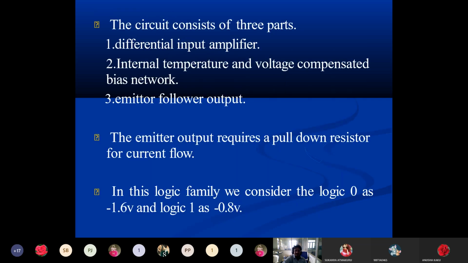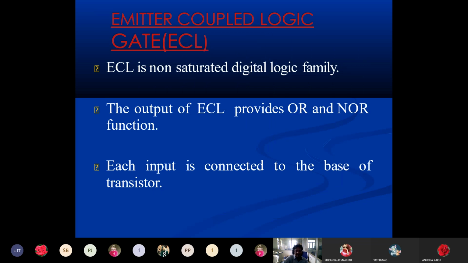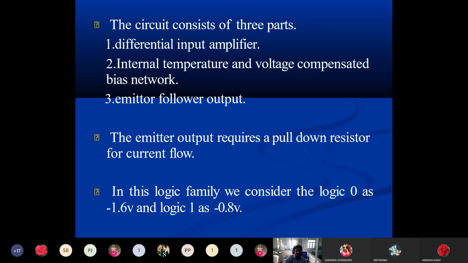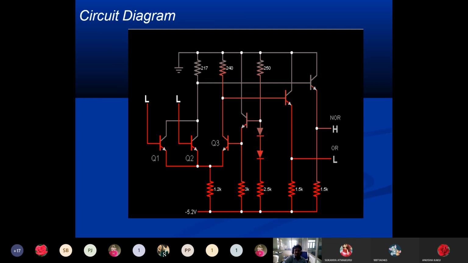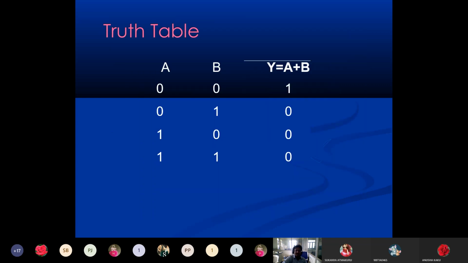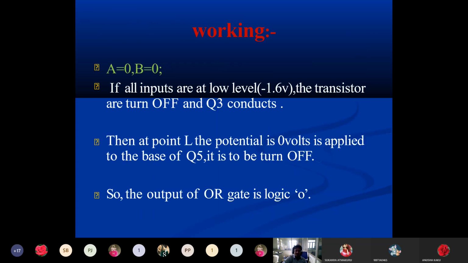So mainly the circuit has this type of characteristic. Each input is connected to the base of the transistor, and the circuit has three parts: differential, internal temperature and voltage compensated, and emitter follower. The emitter output requires a pull down resistor for current flow, and we can implement either a NAND operation or a NOR operation, whatever it may be.